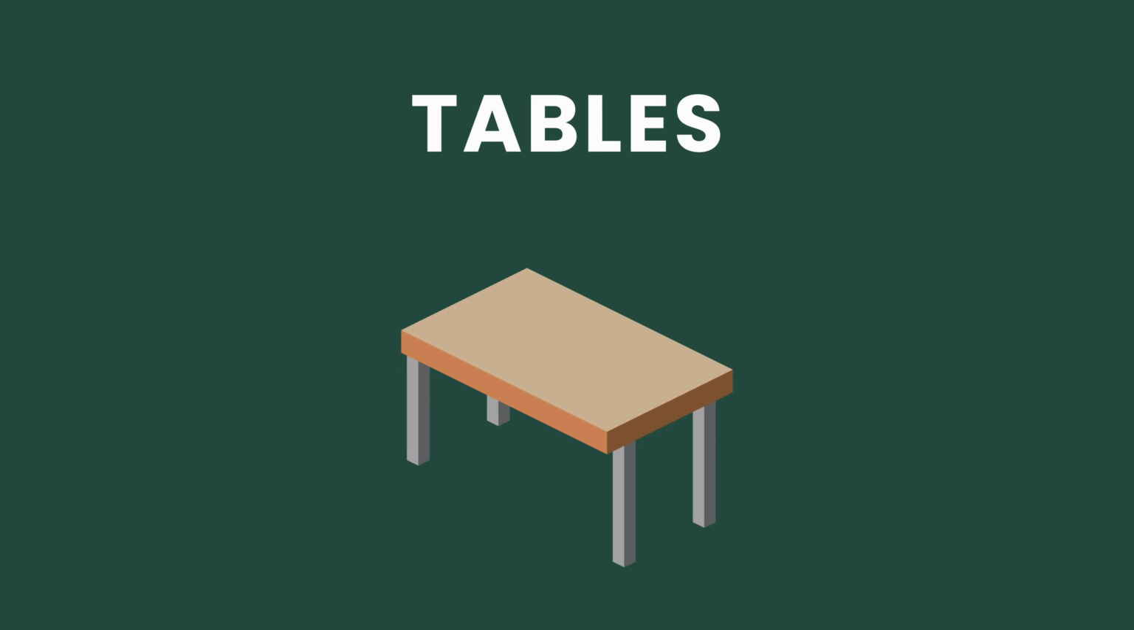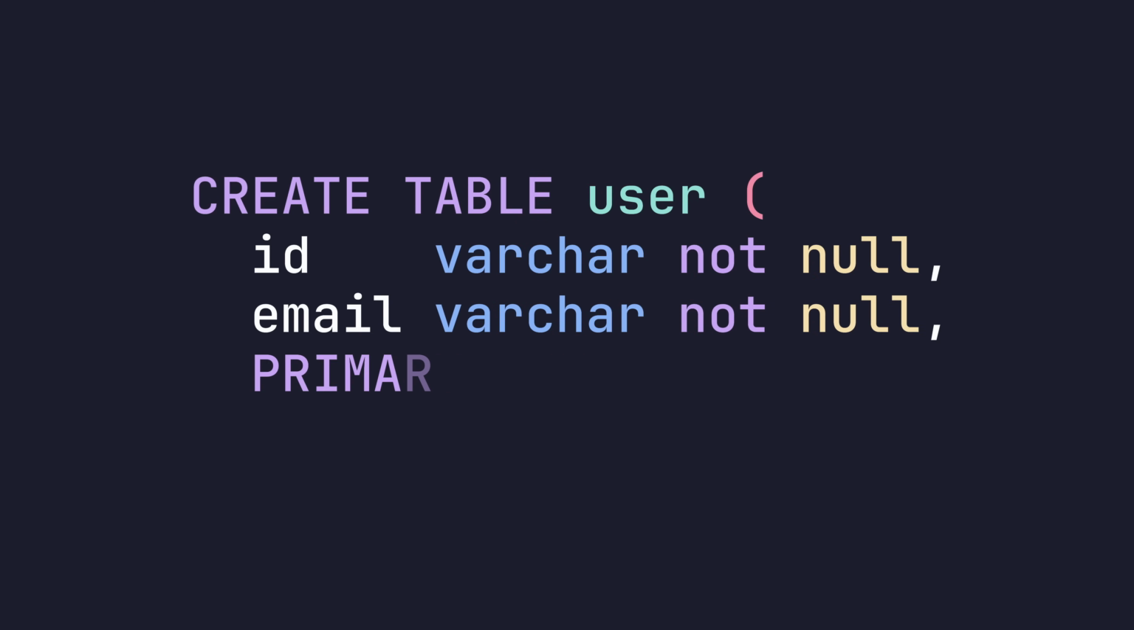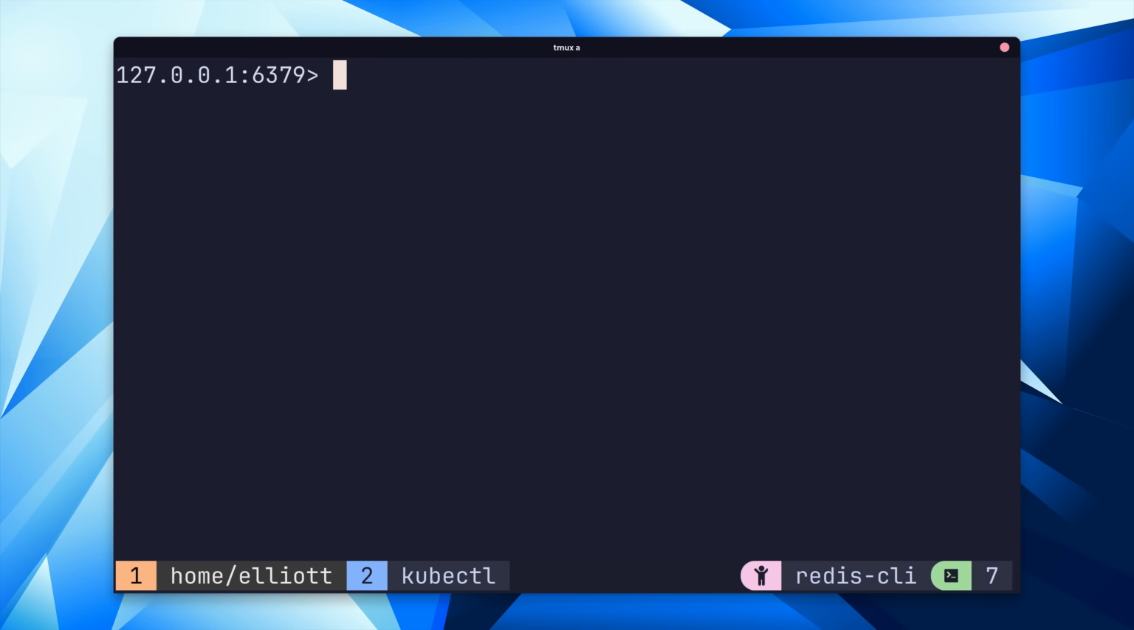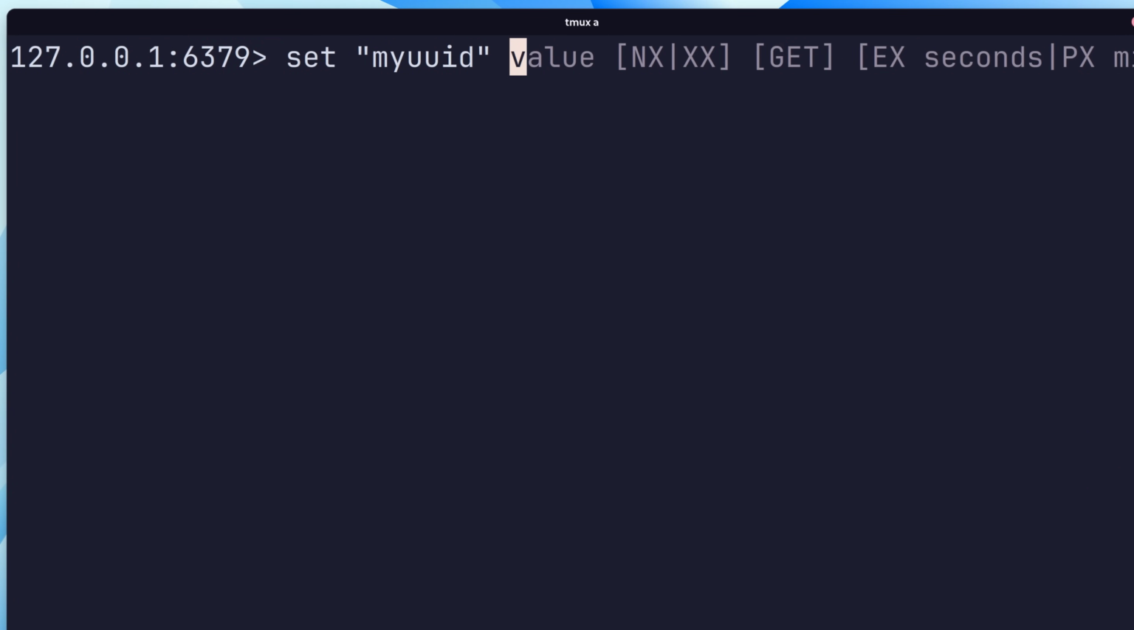The first thing we're going to do is replicate a simple user table, which contains a user ID and an email address. In SQL, the table would look something like this. We can easily recreate this in Redis using the basic operation of set, which allows us to store a record as a key value pair. So we could just set the user ID as the key, followed by the email as the value.